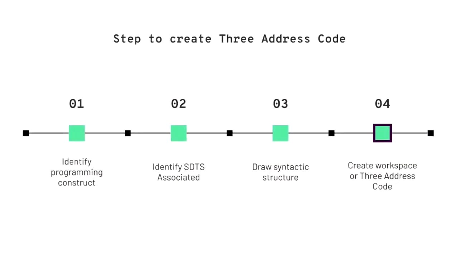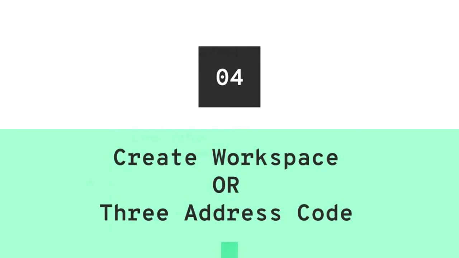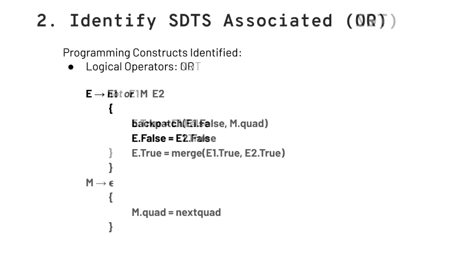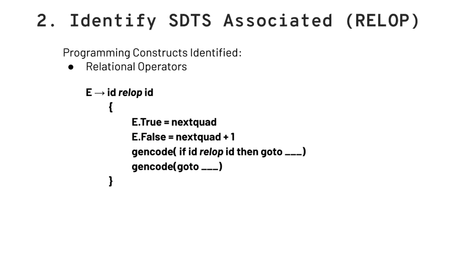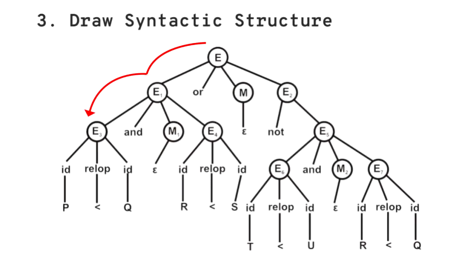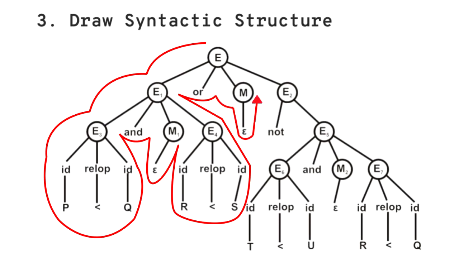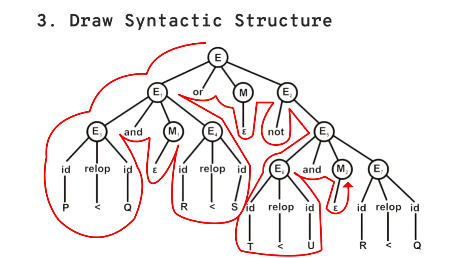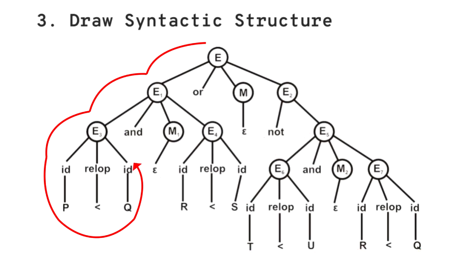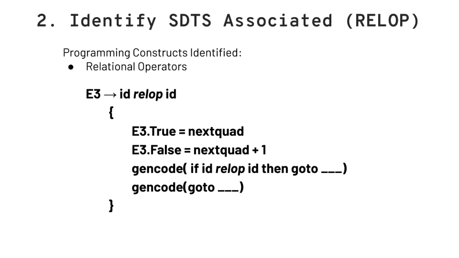Now moving on to step 4 to create workspace for 3-address code. A workspace uses the syntactic rules we saw in step 2. To create 3-address code, we look at the parse tree and perform topological sort. In simple words, we analyze the programming construct starting from the leftmost child node on the lowest level of the parse tree. In this case, the leftmost and the lowest level child node is E3 with relational operator construct and these are the syntactic rules associated with it.